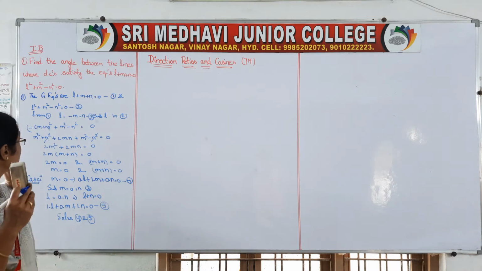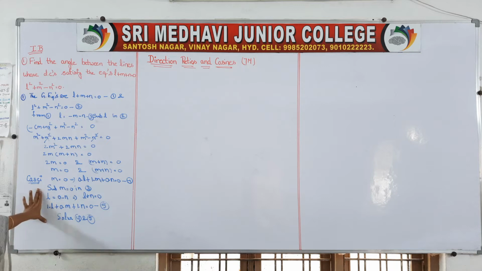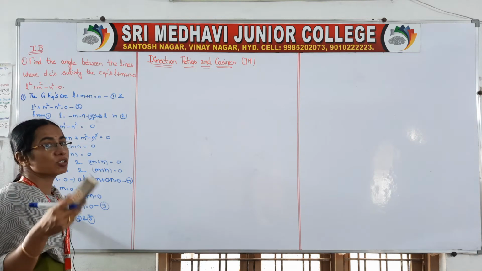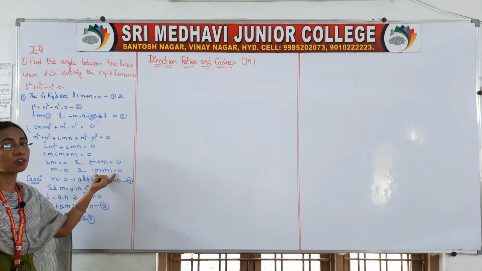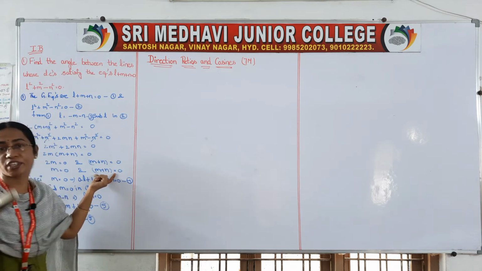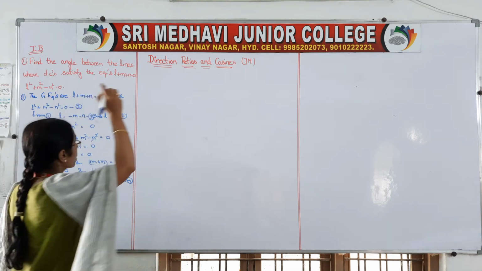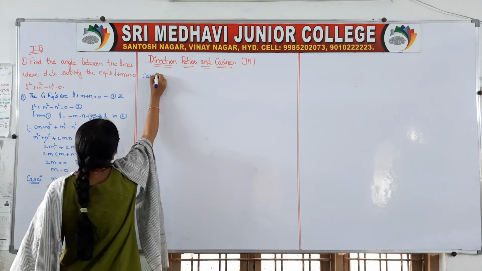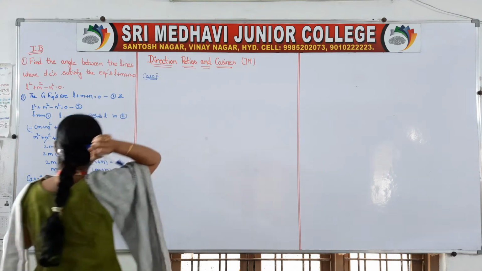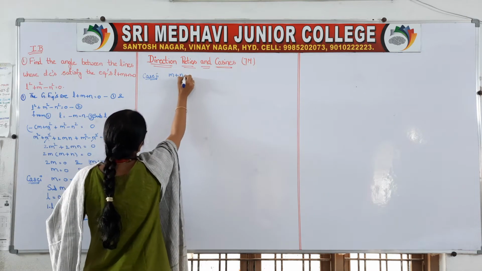So what is the question? Find the angle between the lines. If we solve these two, we will get one set of direction ratios, and by taking the second case we will get another set of direction ratios. With that we can easily find our required angle, right? So come on, now you take your case 2. What is your case 2? Case 2 is m plus n is equal to 0.